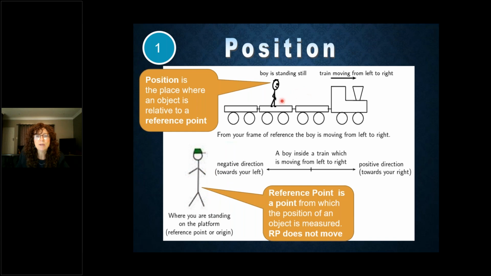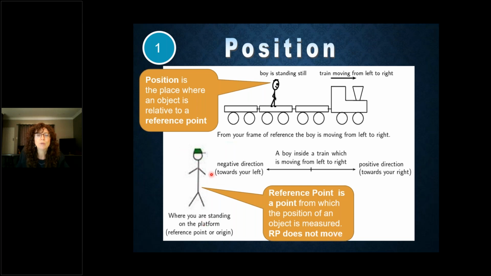All right. So what is the boy then? The boy is in the train that's moving from the left to the right. The left will be the negative direction. The right will be the positive direction. So in the Doppler effect, it is coming from the negative left to the positive right side. So it depends on what we have as reference point here. And remember, your reference point does not move.